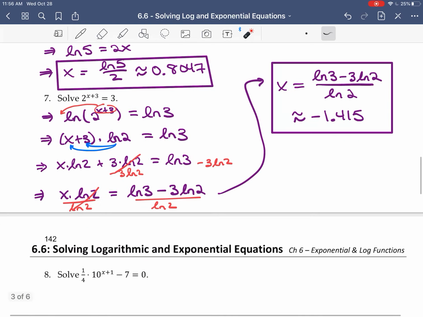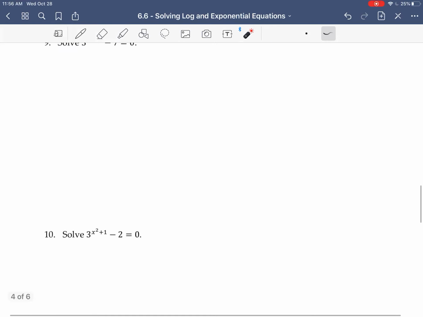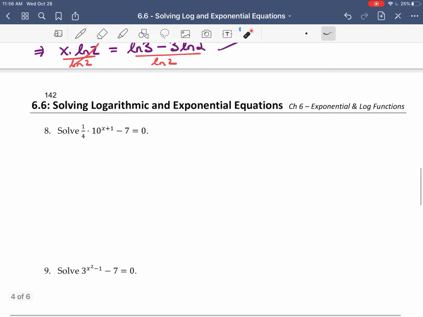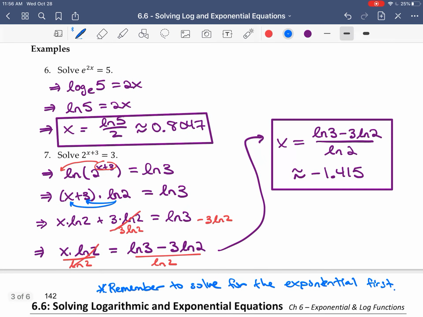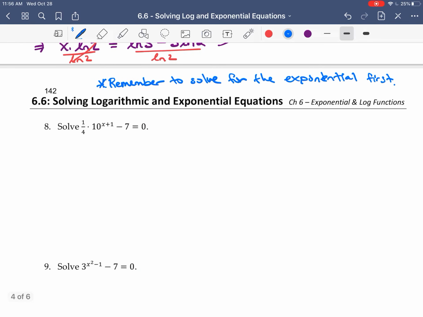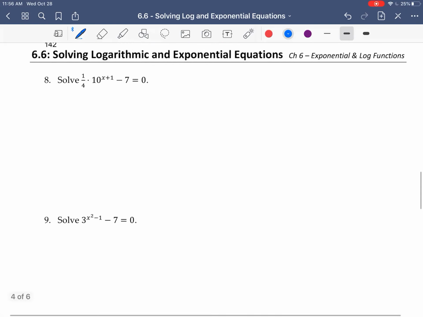So those are a couple examples. So you're going to try these 3. Remember, I'm just going to write a little note here. So it's remember to solve for the exponential first. So before you do what we did in example 6 or 7, you're going to want to get the exponential function on a side by itself. Okay, so just make sure you do that first.